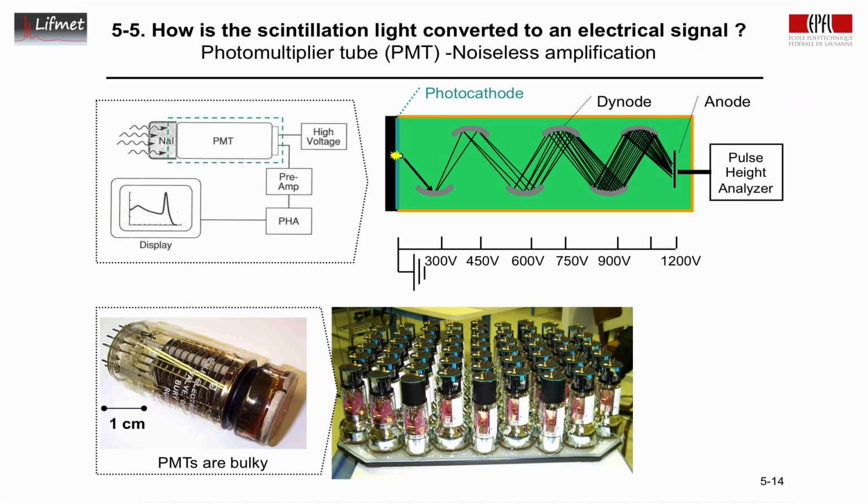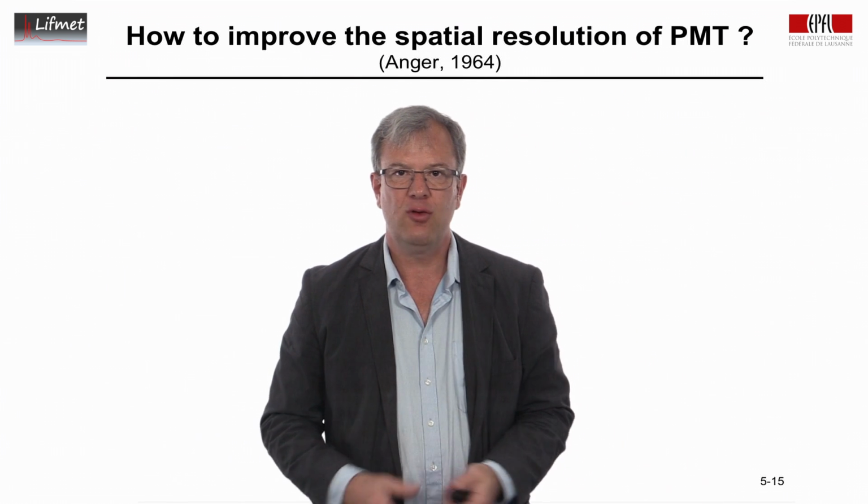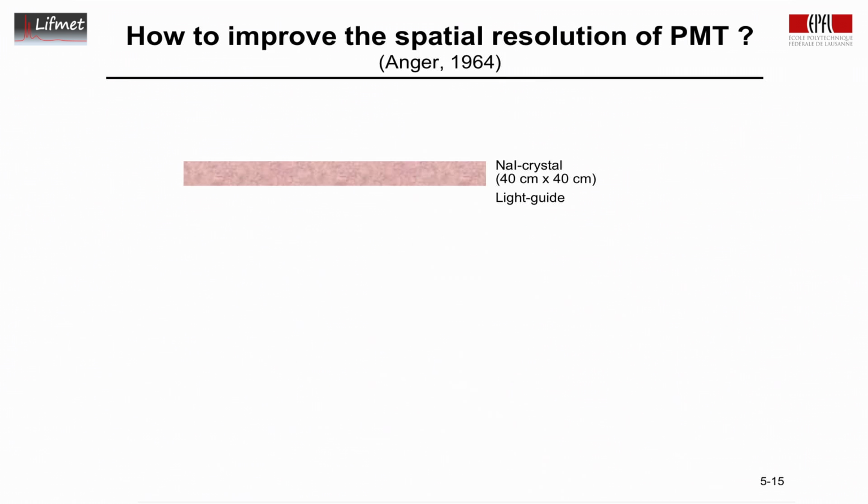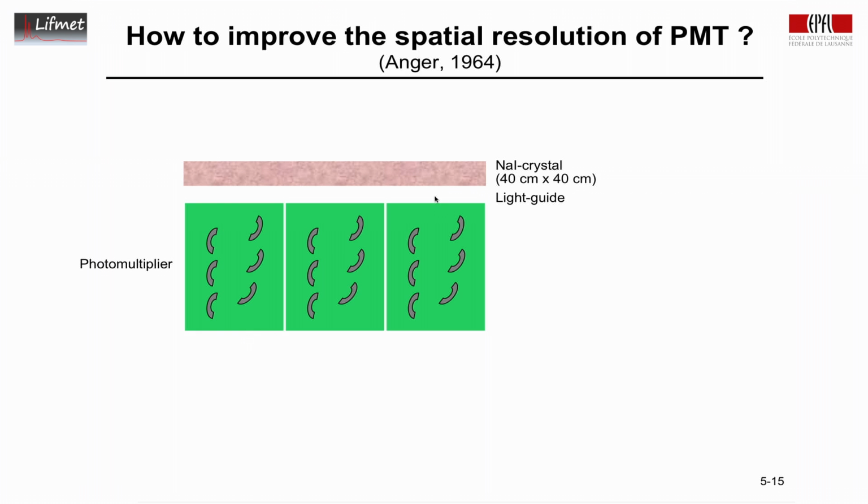Yes, but now, how do we get high resolution images from this? How can we increase the spatial resolution beyond the physical dimensions of the photomultiplier tube? That's the question. Let's consider the situation here. We have a sodium iodide crystal of 40 centimeters by 40 centimeters size. It's perpendicular to the plane. We have a light guide, and then we've drawn 3 photomultiplier tubes. And we'll say that the positions of these 3 photomultiplier tubes are x1, x2, and x3.